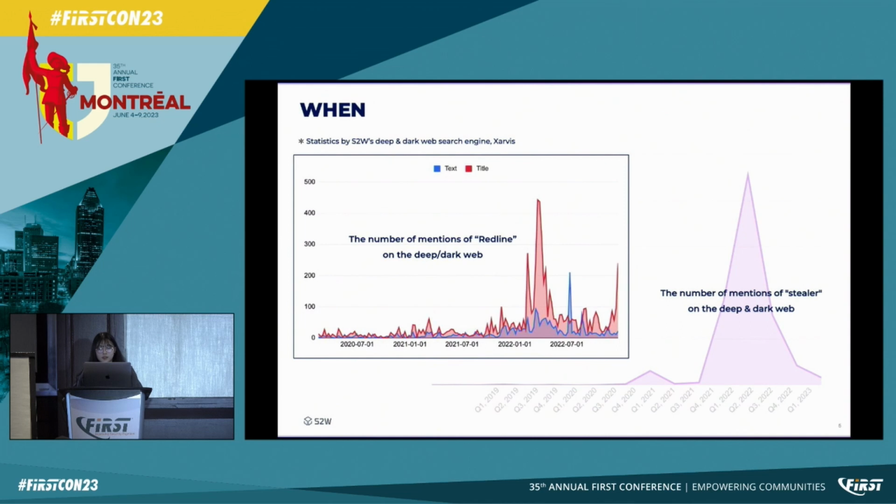So, when did the stealer become so popular with attackers? It is clear that stealers have been malware used by attackers for a long time. According to Jarvis, which is S2W's deep and dark web search engine, the keyword stealer mentioned on the dark web has gradually increased, but there was a noticeable spike in 2022. Interest in stealers spiked around this time with the revelation that the Lapsus group used RedLine stealer as the initial vector.